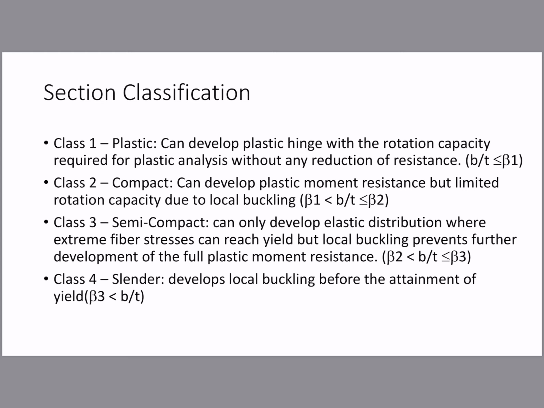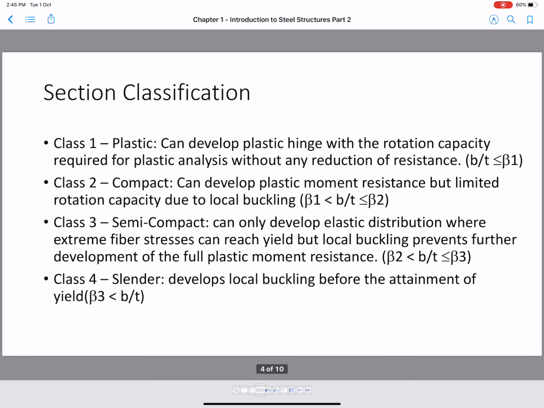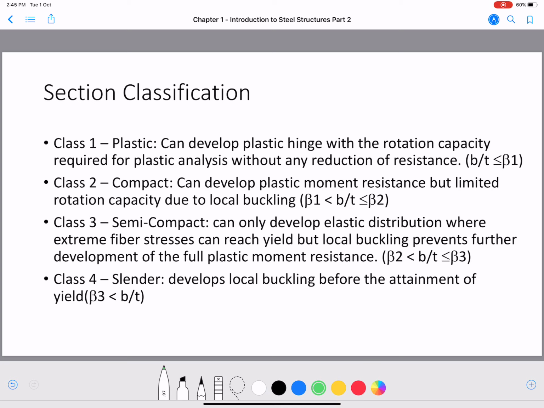Class 1 plastic can develop a plastic hinge with the rotation capacity required for plastic analysis without any reduction of resistance. So we already discussed that for an internal or outstand element, B by T is less than beta 1. We'll discuss what beta 1 is in the next slide. Similarly, a compact or class 2 section can develop the plastic moment resistance but with limited rotation capacity due to local buckling, which we also discussed.